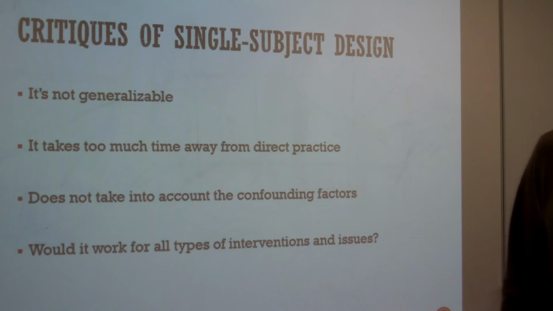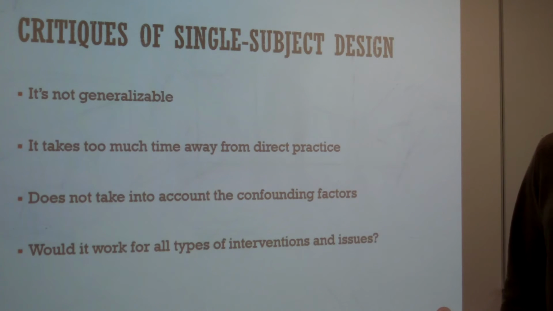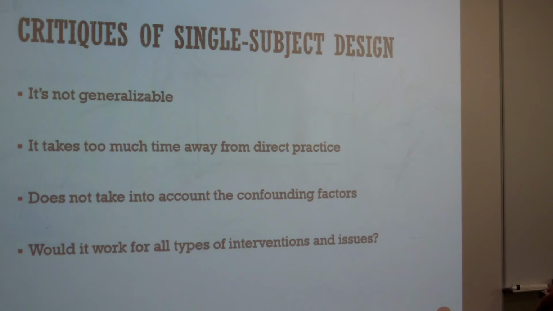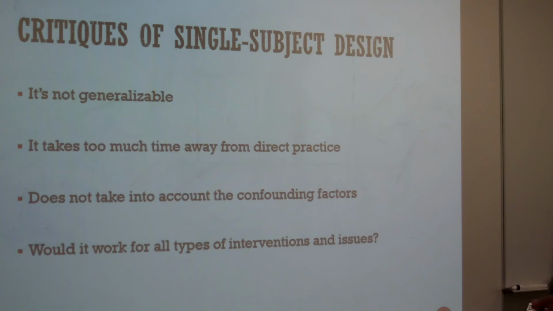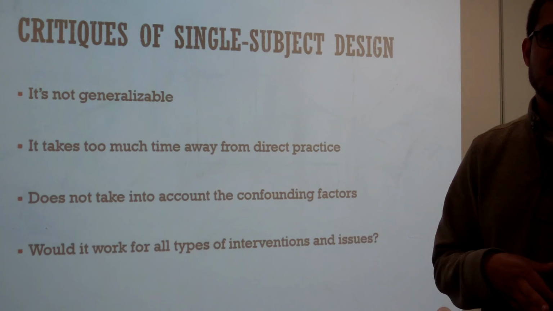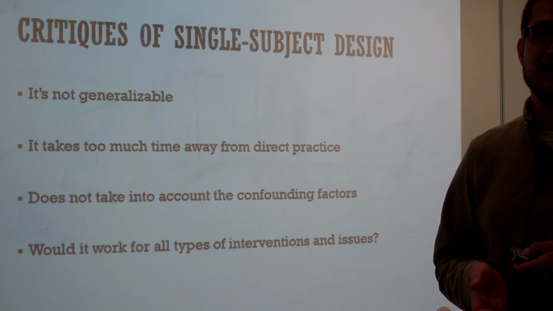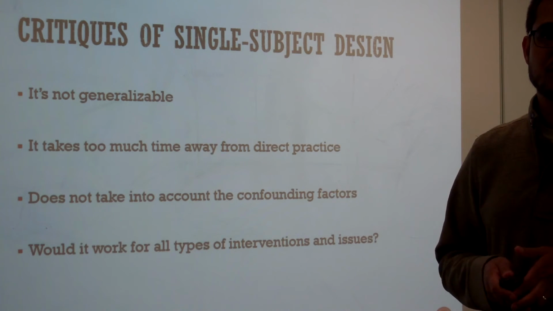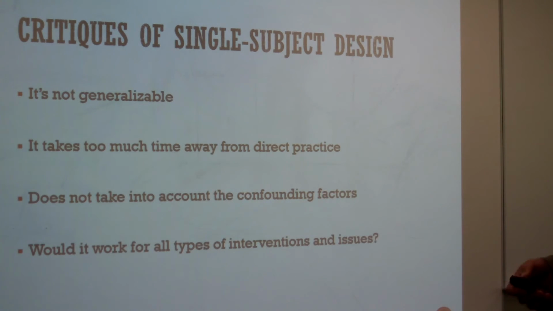Some of the critiques are that it's not generalizable because you're just doing it with one or two people. It takes time away from direct practice, so instead of focusing just on your practice, maybe you are focusing on the research aspect of it. It does not take into account confounding factors. Confounding factors are all the factors that might affect how the intervention works or not. The example that I gave about relationship issues that the person might be having that might be causing stress would be a confounding factor.